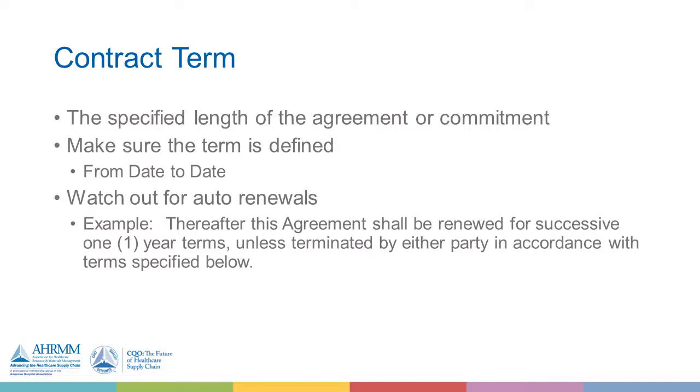One thing as you're talking about terms, you want to make sure that you watch out for those automatic renewals. They might put language in that says this agreement shall be renewed for successive terms unless terminated by either party. So that really gives an open-ended statement, and that may work for your organization. It may not. Just make sure, again, you consult with your attorney and determine what works best, and then go forth and write that contract.